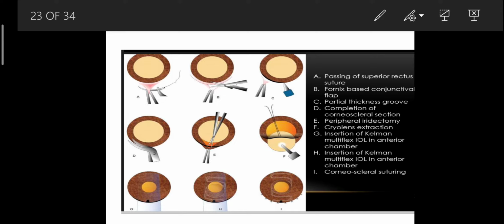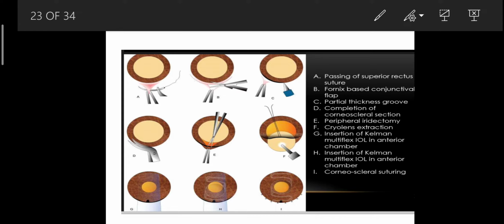After the removal of the lens along with the posterior capsule, the next step is formation of the anterior chamber. After the delivery of the lens, the iris is deposited into the anterior chamber with the help of an iris depositor, and the chamber is formed.